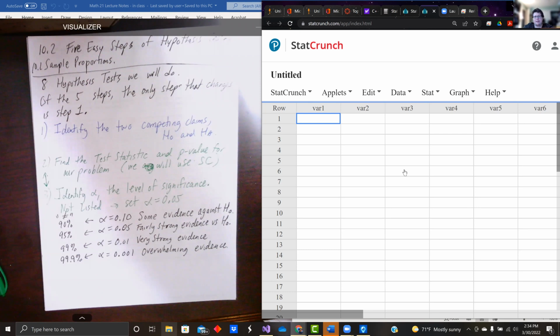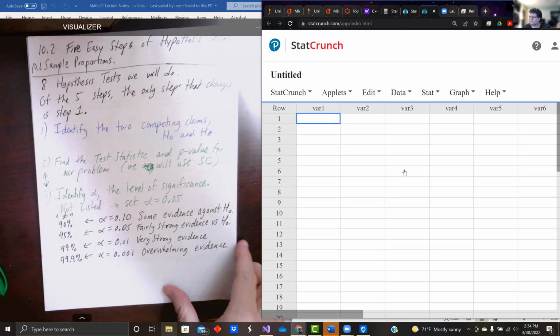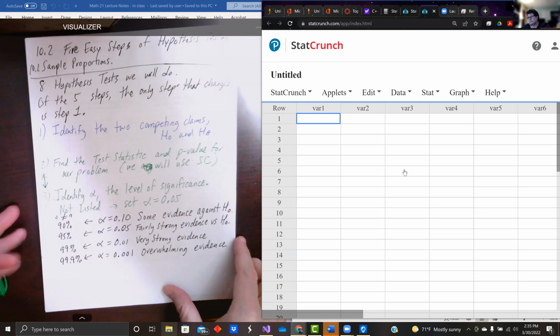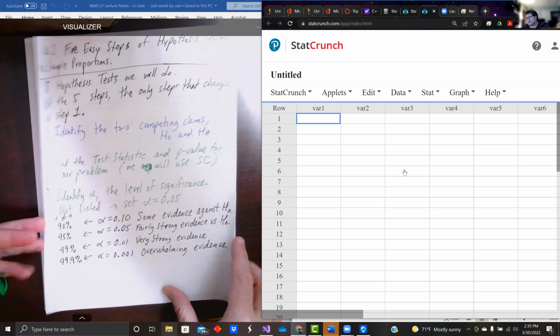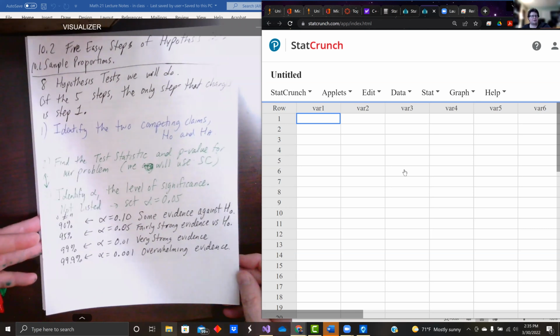So I guess there's some thinking to step one. You gotta be able to think about what type of thing it is for step one. Everything else is kind of like just let the computer do it. And picking alpha isn't really that much of a big deal. If you don't know, go with 0.05. If you need this up longer, let me know. Otherwise, I'm going to switch the page.